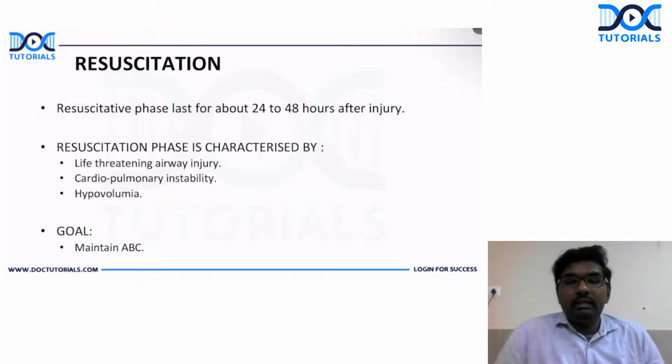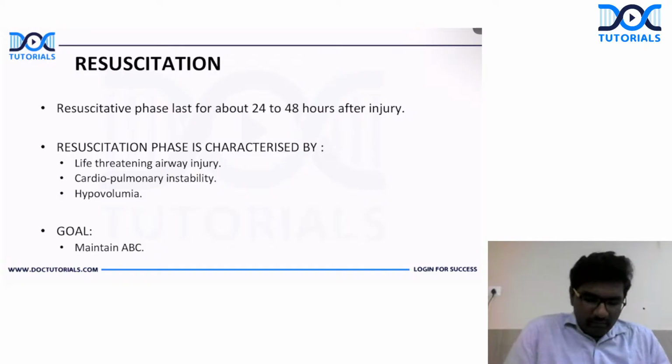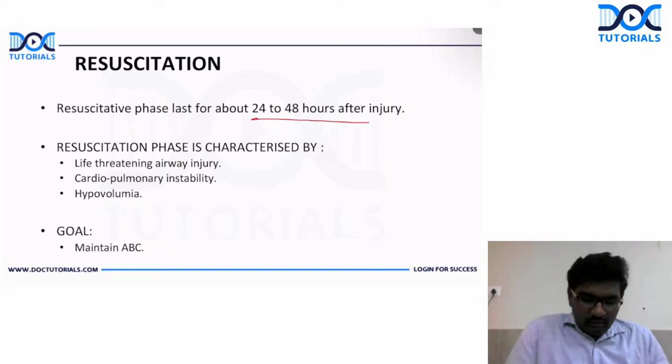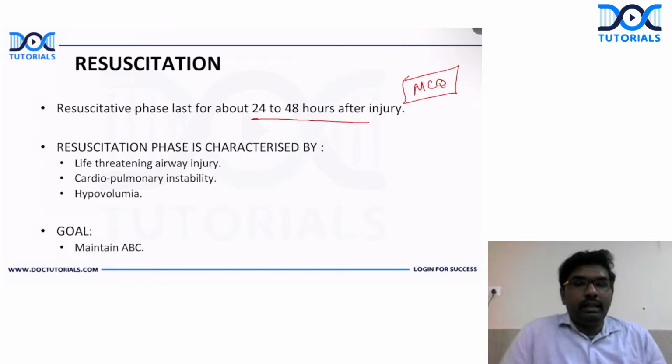Now coming to the resuscitative phase of thermal burns. This resuscitative phase will begin by 24 to 48 hours after the injury. This can be asked as an MCQ question, even in the NEET exam.